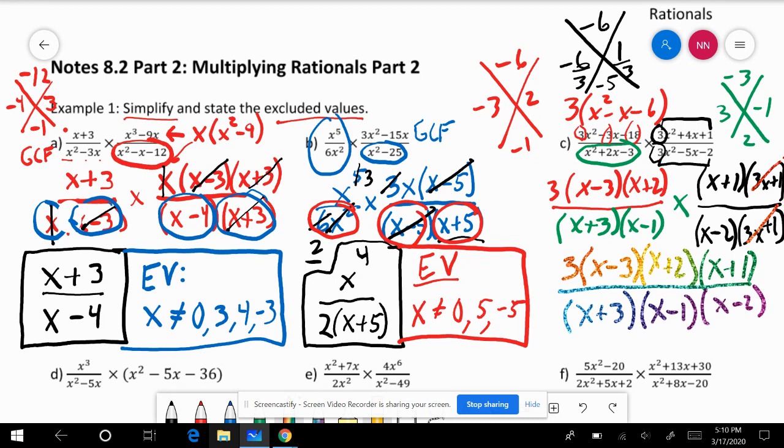Now we're going to state our excluded values. When we're finding our excluded values, it's what x cannot equal. We're looking at our original problem. So here, it's a negative 3. Here, it's a positive 1. Here, it's a positive 2. Here, it's a negative 1/3.